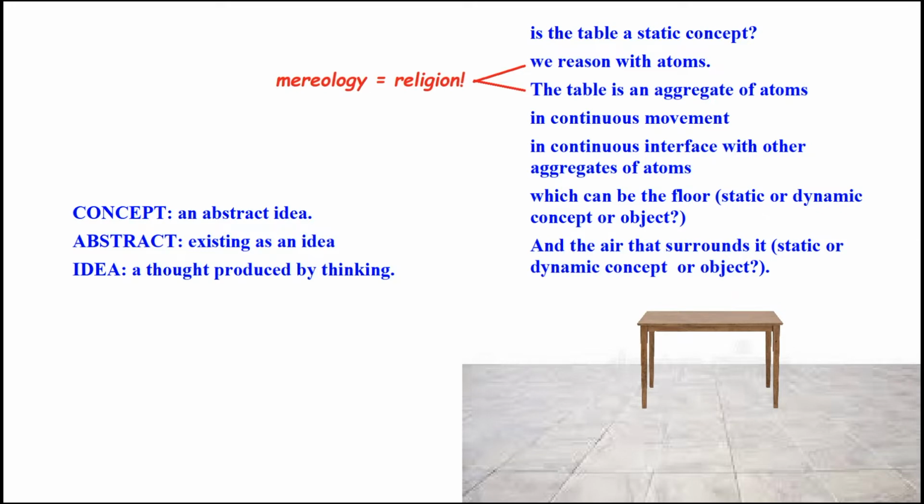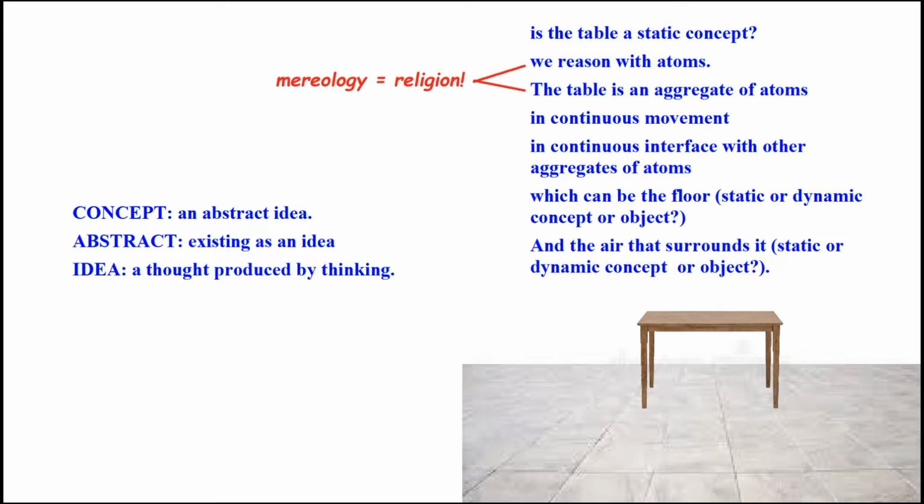He says, "Is the table a static concept? We reason with atoms. The table is an aggregate of atoms." No way. That's not what a table is. A table is not a bunch of atoms. Neither is air a bunch of atoms. Neither is anything a bunch of atoms. A bunch of atoms, mereology, that's known as religion. We don't use mereology in science. That's the ordinary speech, the notion of ordinary people out there who have very little brains to analyze these things.